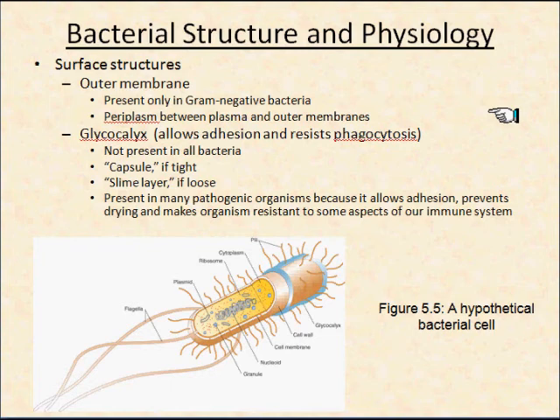Some microorganisms have a glycocalyx, which allows adhesion and also helps them resist phagocytosis. It's like a big slimy layer on the outside, and it's not present in all bacteria. If it is a firmer gelatinous type substance, we think of it as a capsule. It's tight. If it's looser, we think of it as a slime layer.